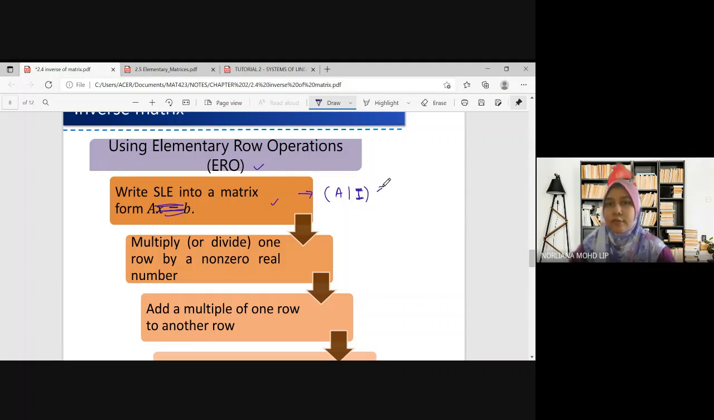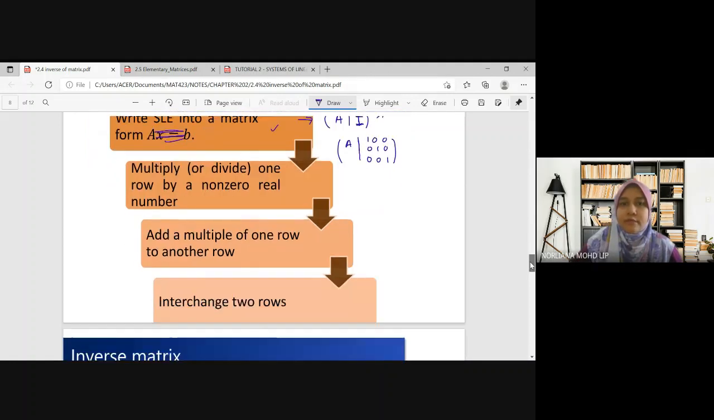Okay, for example, we have the matrix size 3 by 3 kan. So we have to write in this form. The matrix A 3 by 3 is equal to identity matrix 3 by 3. Contoh 3 by 3: 1, 0, 0, 0, 1, 0, 0, 0, 1. You perlu write dalam bentuk ni lah. A is equal to identity matrix. Okay, then you have to perform the elementary row operation.